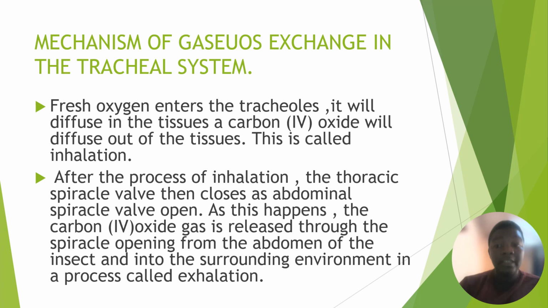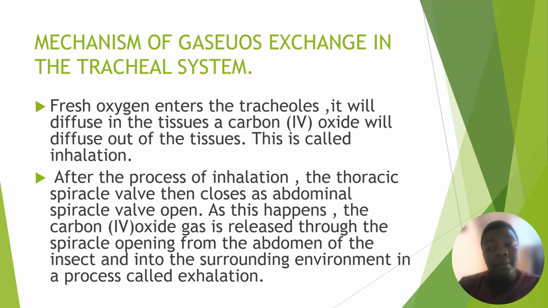During inhalation, we find that oxygen from the environment enters through the spiracles. The spiracles are the small openings of the insect's body, and the oxygen travels through the tracheal system. The oxygen diffuses from the trachea, which are the larger tubes, into the tracheoles, which are finer, smaller tubes, where it reaches body tissues. Simultaneously, carbon dioxide produced by the cells diffuses out of the tracheoles and travels back to the spiracles to be released into the environment. We also have muscular movements during inhalation.